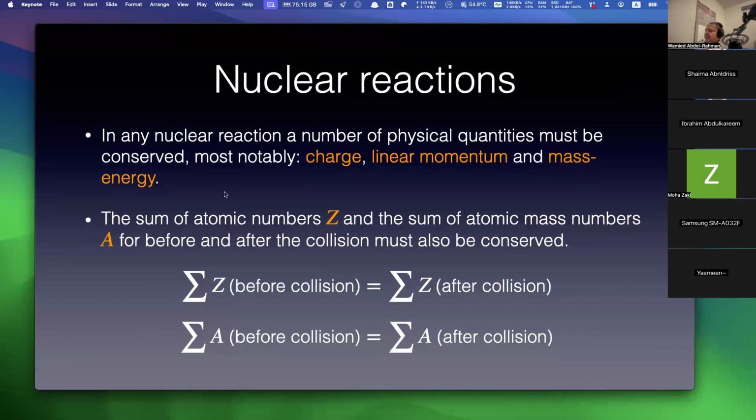So what we mean by this is that the total number of protons of the particles before the interaction must equal the total number of protons after the interactions. Well, Z is just the protons. I'm trying to think of another situation where this is not true, when we have radioactive decays. And also the atomic mass before the collision should equal the total mass number after the collision. So the total number of nucleons must be conserved.